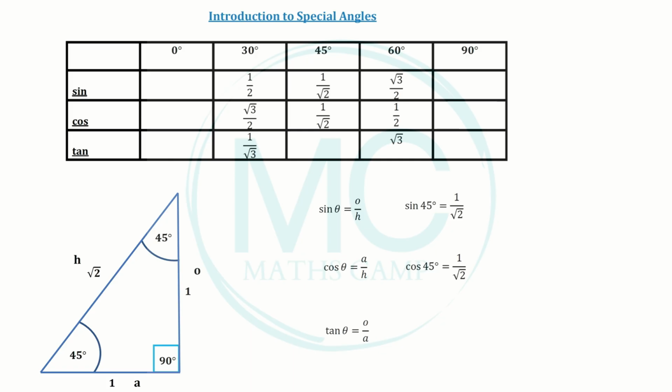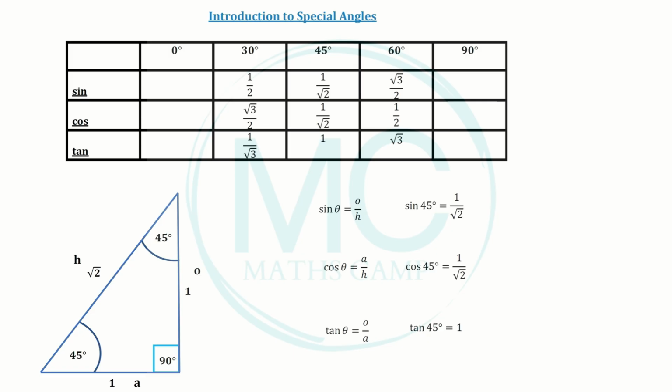Finally, let's look at our tan ratio. So we say tan 45 degrees is equal to the length of the opposite side, 1, over the adjacent side, which is also 1. 1 over 1 leaves us with 1. Let's put this into our table as well.